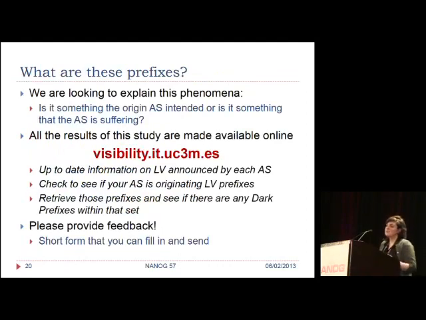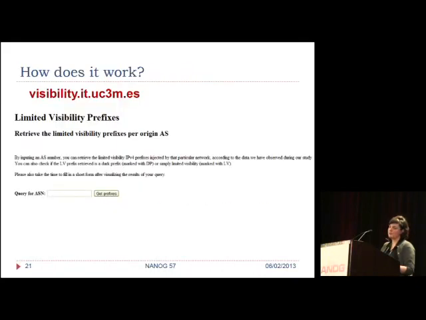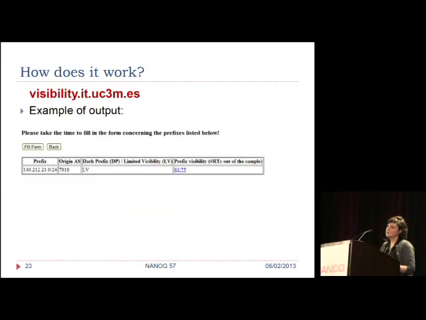So the tool, all this information is available online. The tool is a public tool. It's a web page. You can just go there. It's visibility.it.uc3m.es. So go on your laptops and go to the website. Put your AS number there. So for example, there you can fill in your AS number. Then you get your prefixes. This is just an example. You can check in how many monitors your prefix is visible, in how many monitors the prefix is not visible. You can check if this is a high visibility prefix or a limited visibility prefix.